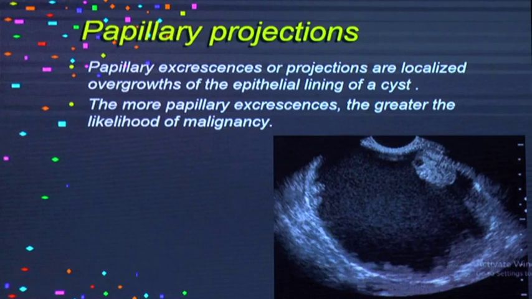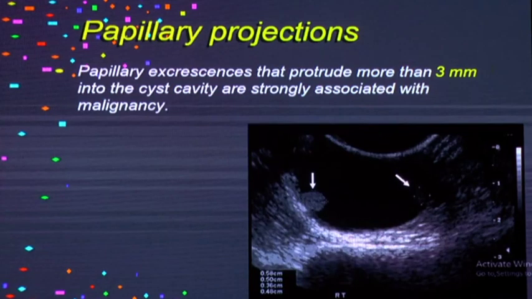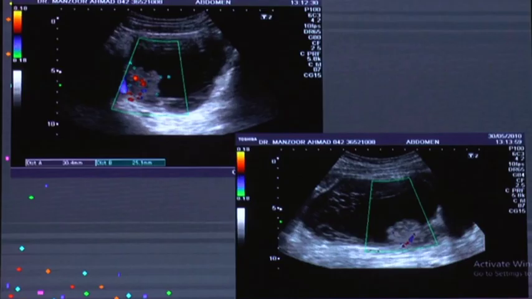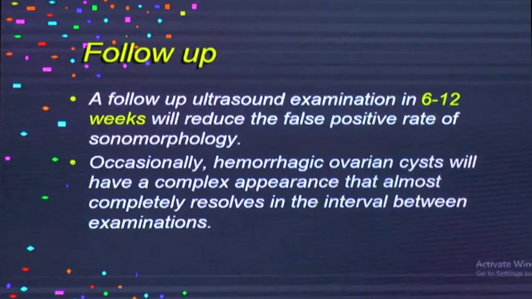If you see papillary projections, that is papillary outgrowth from the walls of the cystic area, and these protrude more than 3 millimeters and are multiple, that is malignant. If they protrude less than 3 millimeters, that is benign. And then a focal solid component. If you see a solid area that is vascular, that is definitely a sign of a malignant ovarian cyst. This is a hemorrhagic cyst with a focal solid area, but this is non-vascular. So a focal solid area which is vascular means it's a malignant ovarian cyst.